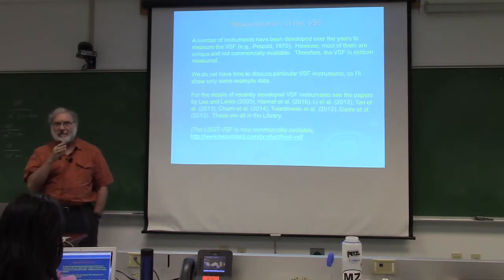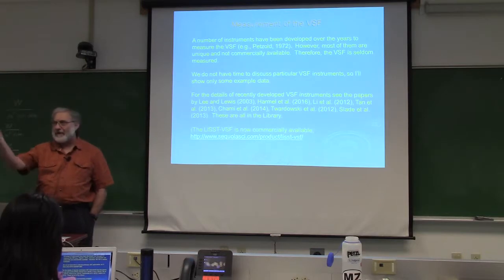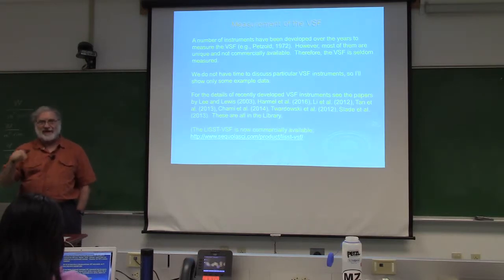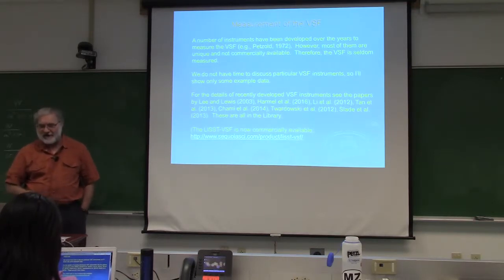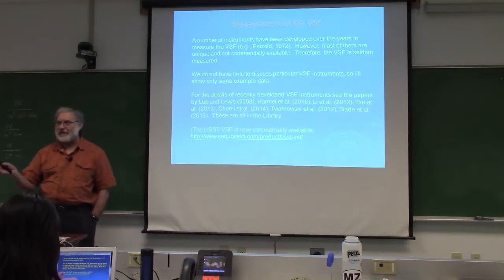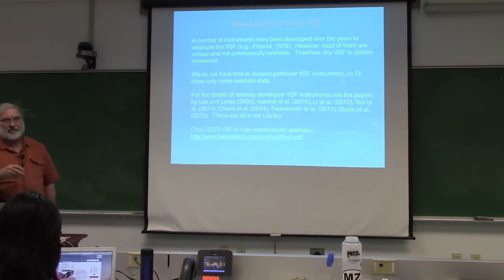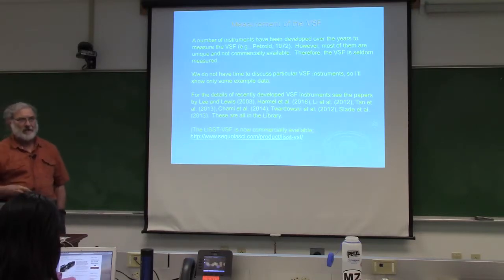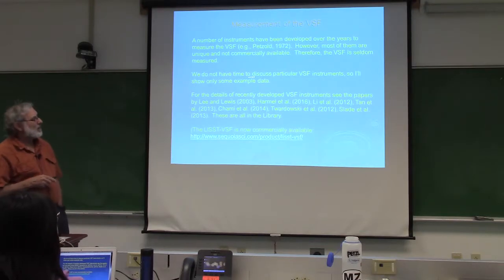The problem is most of these instruments are unique. Somebody built them, they used them. Ken Voss has one called the GASM, General Angle Scattering Meter, that goes all the way back to the early days. And so there's almost nothing in the way of a commercial instrument like an AC9 that you can just go buy and measure this thing. Therefore, the volume scattering function isn't measured very often, but it's very fundamental to understanding what's going on in the light field. And I'm not going to discuss these particular instruments.